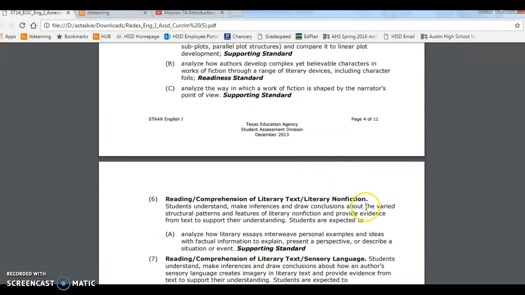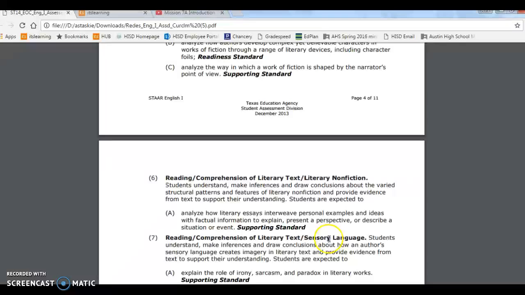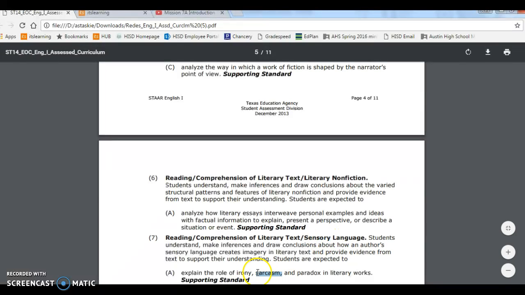And the last build, we're going to be using literary nonfiction. Literary nonfiction is just a form of nonfiction or real text that uses things that are often found in literature, like fictional literature. So it's kind of a combination of both nonfiction and fiction. Now, for this literary nonfiction build, we're going to be looking at how sarcasm, which is a form of sensory language, right here, is used in literary nonfiction. Cool?